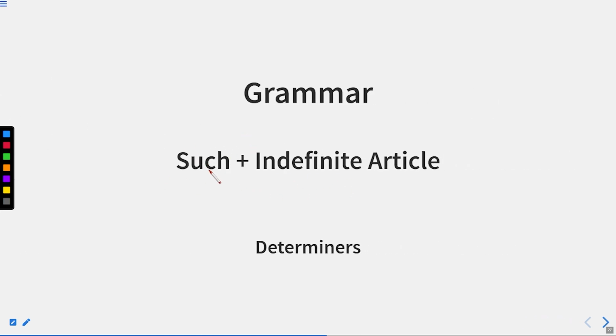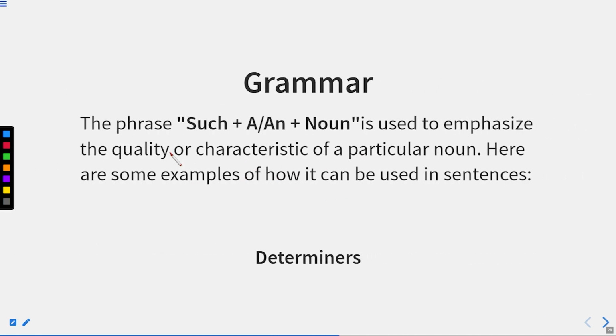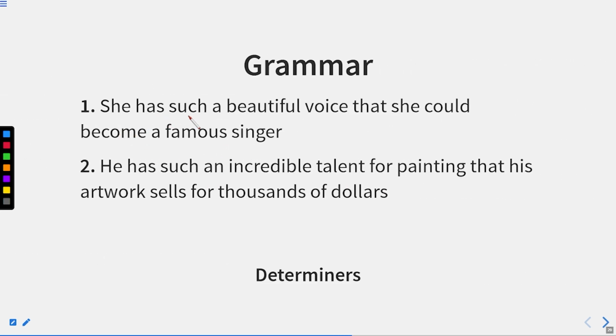Now we have another structure, that is such plus an indefinite article. It means in the sentence we have the word such, after which we have either a or an: such a or such an. The phrase such a or an plus noun is used to emphasize the quality or characteristic of a particular noun. Here are some examples of how to use this structure in a sentence. She has such a beautiful voice. Voice is the noun, beautiful is the adjective, and a is the indefinite article, and we are using the word such.